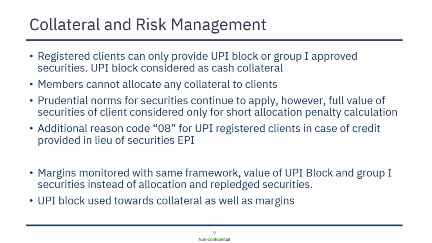Now, how will the margins be monitored? It is the same. One can think of it as, instead of allocation, it is the value of the UPI block taken, and the rest of margin monitoring remains the same. How risk reduction mode is calculated, how utilization percentage is calculated, everything remains the same. And finally, this UPI block works both ways, as collateral as well as margin. So if a client creates a block of 100 and buys securities of 100, this 100 during the day will support the margin requirement also, and the whole value will be debited towards obligations and settlement also.